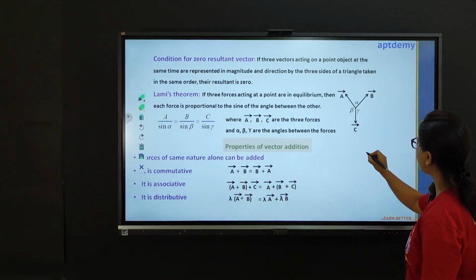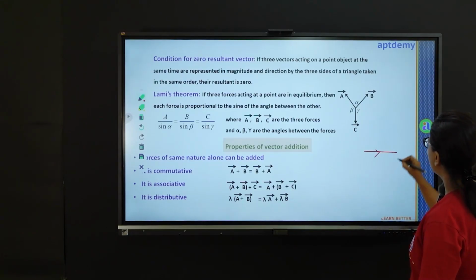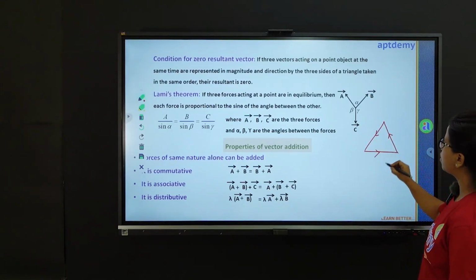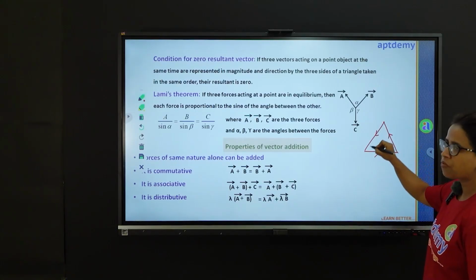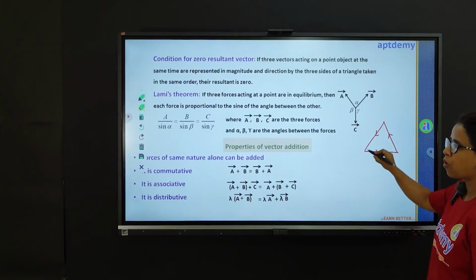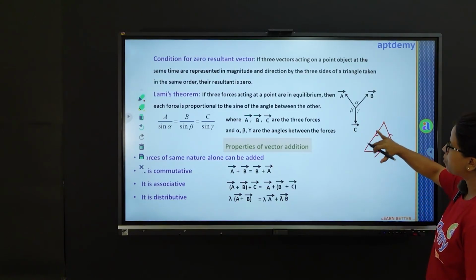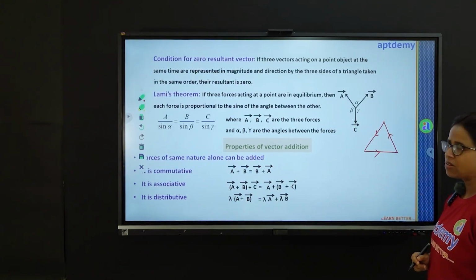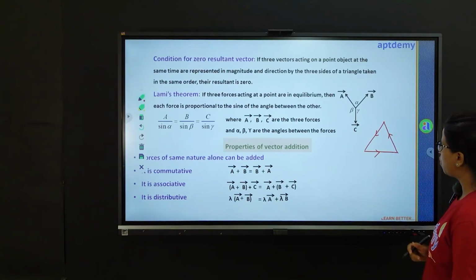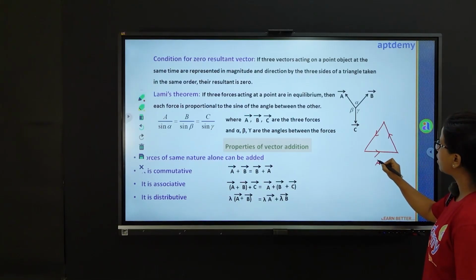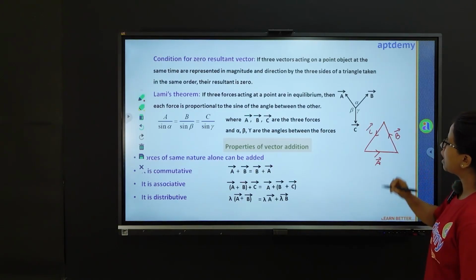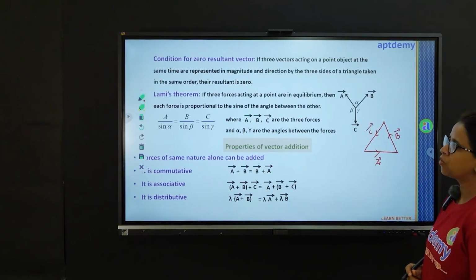We have a triangle, say, this is one vector, this is another vector, and this is the third vector. So you can see that these three vectors are represented by the sides of a triangle taken in the same order. If we start from here, we'll end up at the same point. So in this case, we can say that the resultant of these vectors is equal to 0. Or if these are vector A, vector B and vector C, then we can write that vector A plus vector B plus vector C is equal to 0.